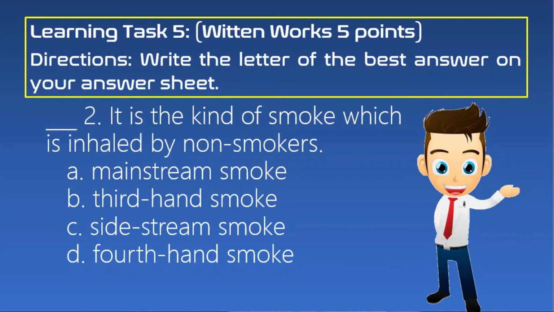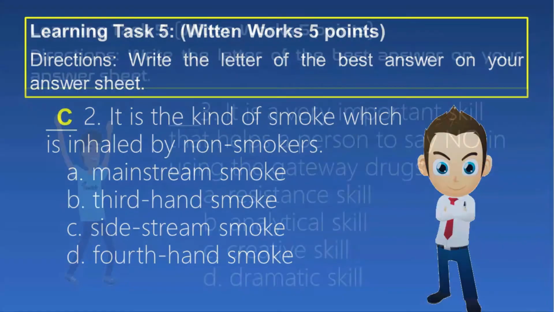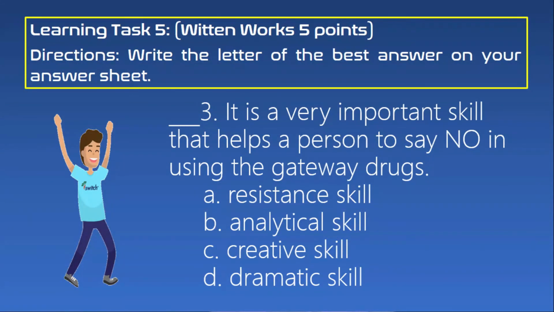Number 2. It is the kind of smoke which is inhaled by non-smokers. A. Mainstream smoke. B. Third-hand smoke. C. Sidestream smoke. D. Fourth-hand smoke. And the correct answer is letter C. Sidestream smoke.